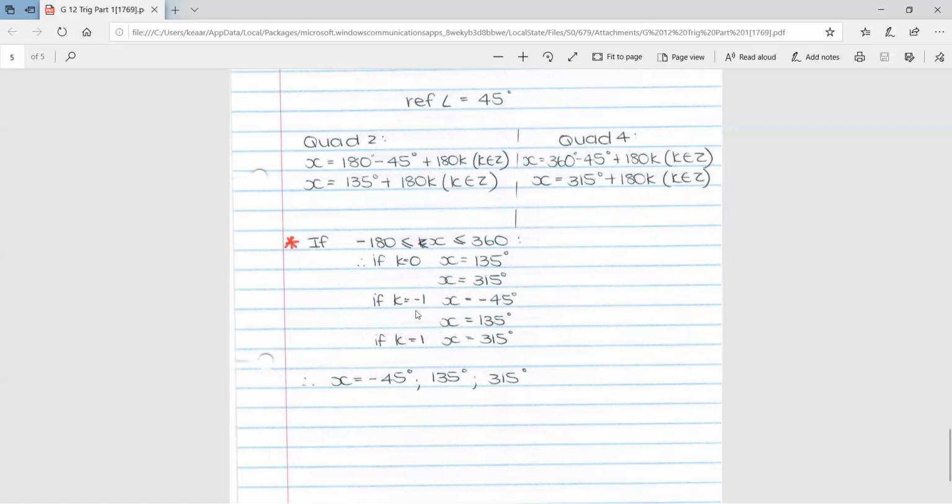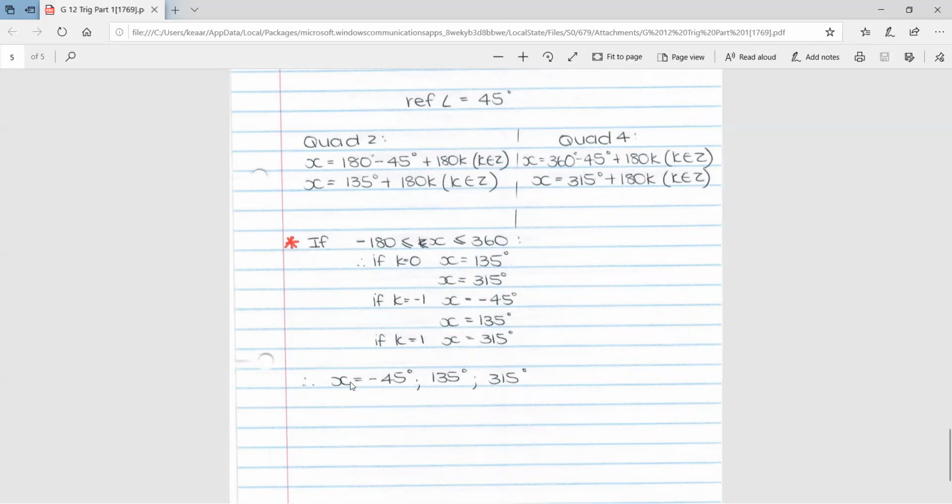Okay. So now we're going to use negative 1. If we sub in negative 1, in here we're going to get negative 45. If we sub in negative 1 over here, we're going to get 135. Then we move on to 1. If k is 1, if we sub it in here, we're going to get 315. If we sub it in here, we're going to get a value that is too high, and that is out of the restriction. Then we know we need to stop.